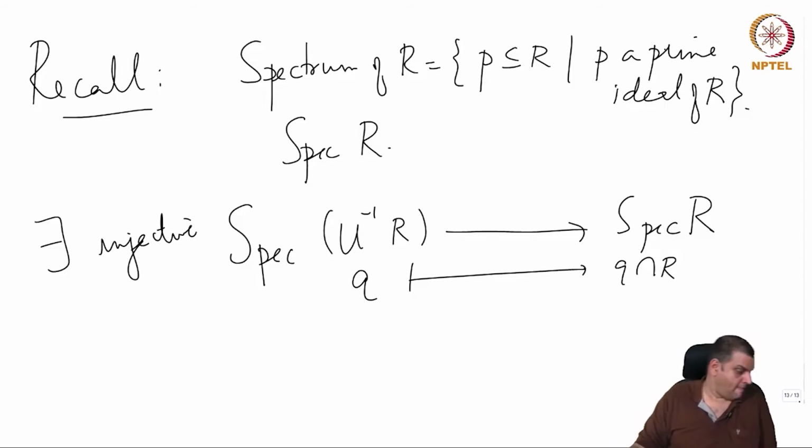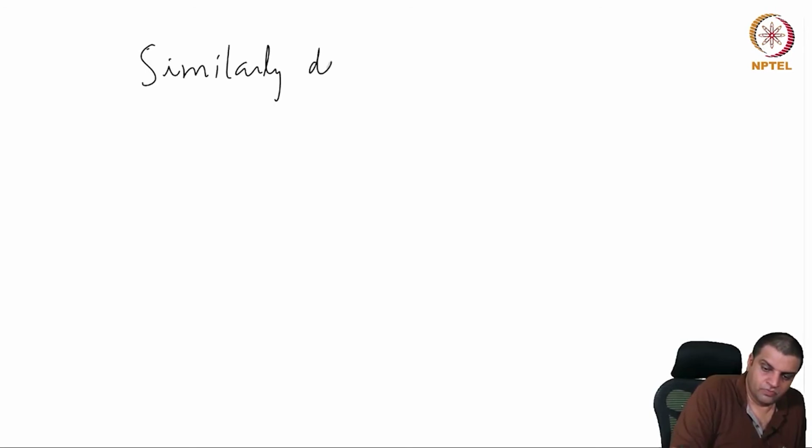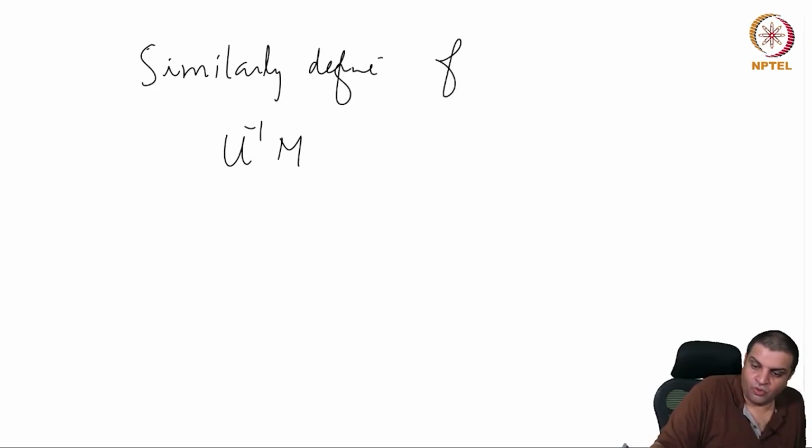Okay, so now we can talk about localizing modules. We can similarly define U inverse M for an R-module M.